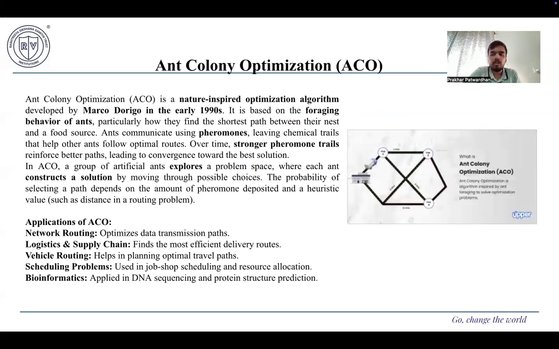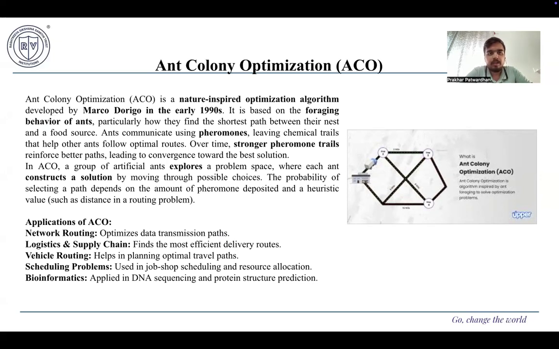So coming to ant colony optimization. I'll now explain what ant colony optimization is. Ant colony optimization, which is ACO, is a nature-inspired optimization algorithm developed by Marco Dorigo in the early 1990s. So Marco Dorigo developed this. It is based on the foraging behavior of ants.